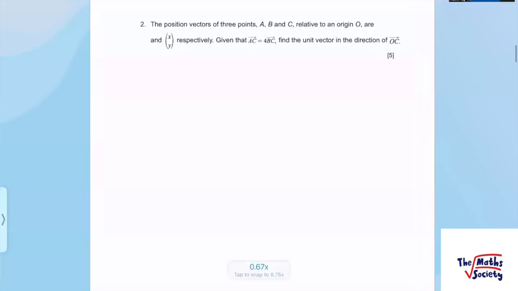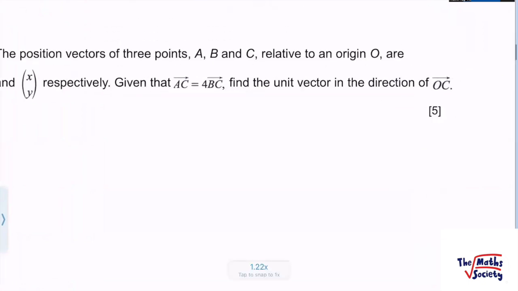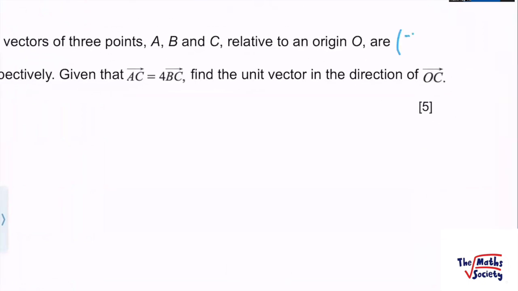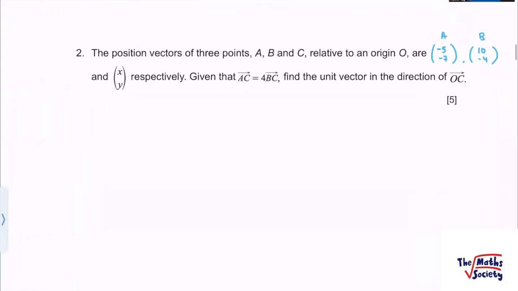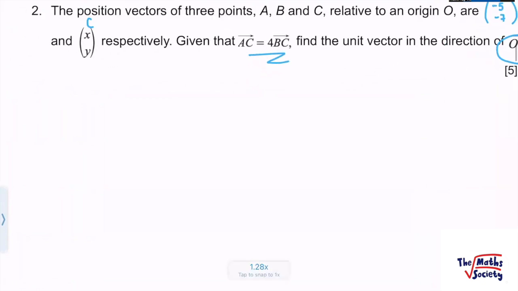Okay, so now moving on to question 2. It says that the position vectors of A, B, and C relative to an origin O are (-5, -7), then (10, -4) respectively. So given that AC is equal to 4BC, you need to find the unit vector in the direction of OC. So AC equals 4BC. So that's OC minus OA, that's 4 times (OC minus OB).